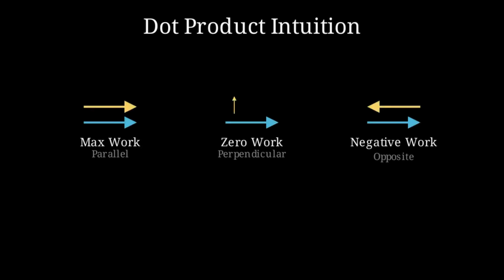The dot product is crucial. If the force and motion are in the same direction, work is positive. If they are perpendicular, no work is done. If the force opposes the motion, the work is negative, indicating energy is being removed.